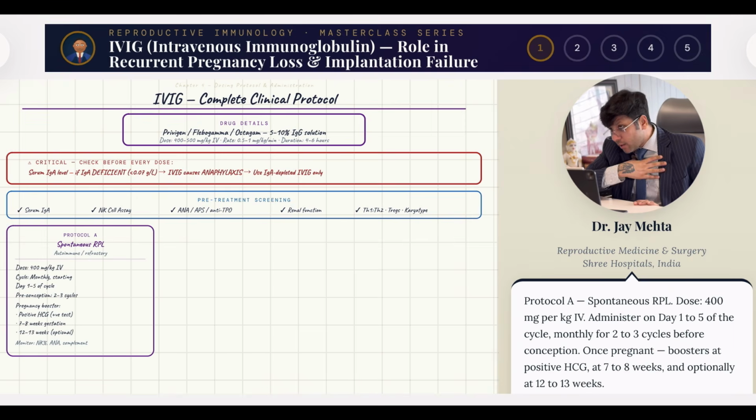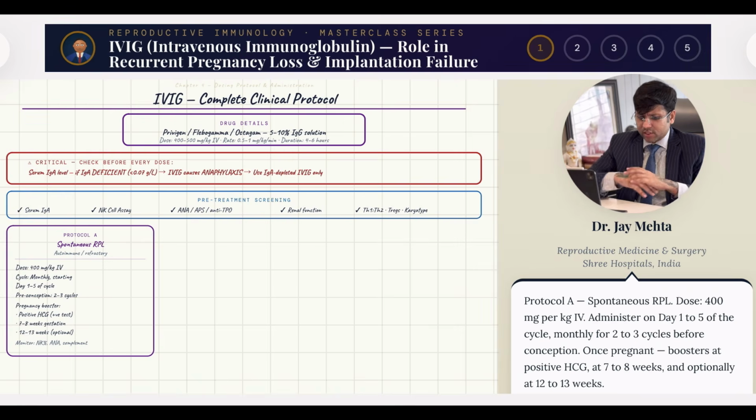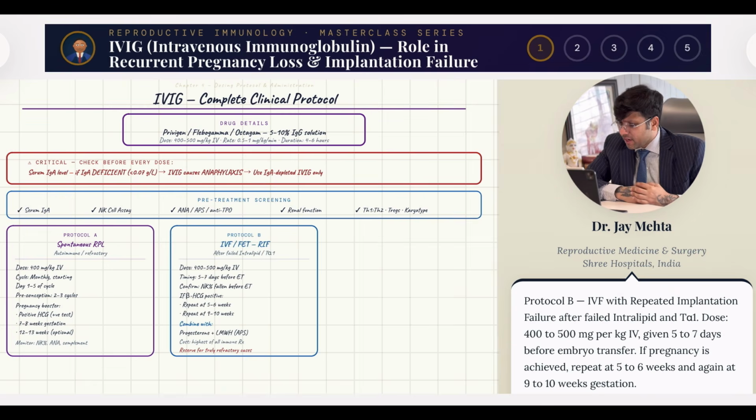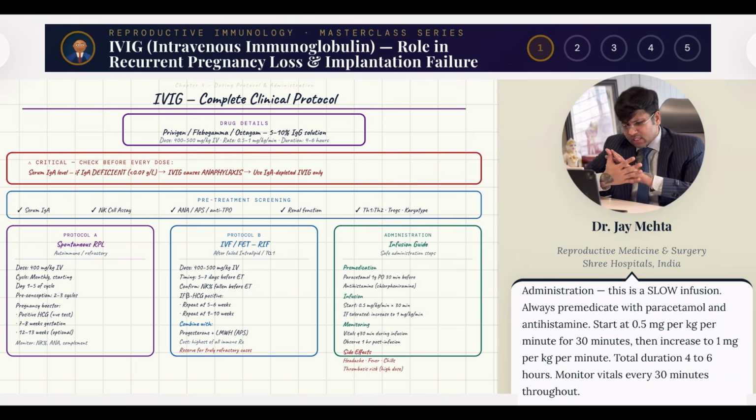Of course, what we do is we call our physician to make sure that the dosage is calculated nicely. The basic dosage is 400 mg per kilogram, which is to be administered IV, and it is to be given at least 2 to 3 cycles prior to conception. If you are doing an embryo transfer, then you have to give it at least 1 week, just like intralipids, 1 week prior to the embryo transfer.